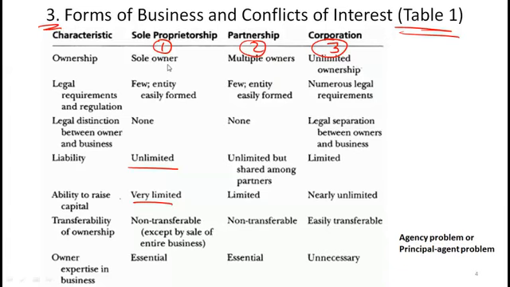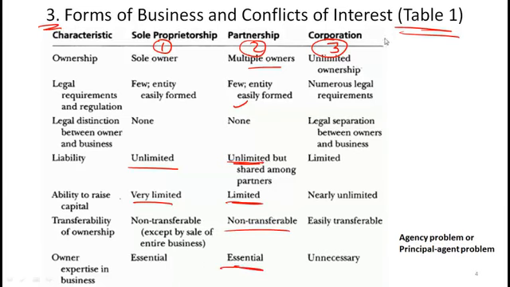Partnership is simply an enhanced version of sole owner where you have multiple owners. Again, relatively easy to form. Is there a legal distinction between owners and business? Not really. Liability, again, it's very high but shared amongst the owners. Limited ability to raise capital, ownership not transferable, and again expertise is essential.